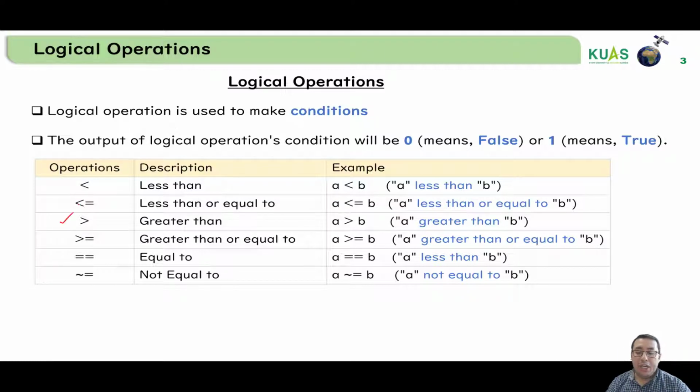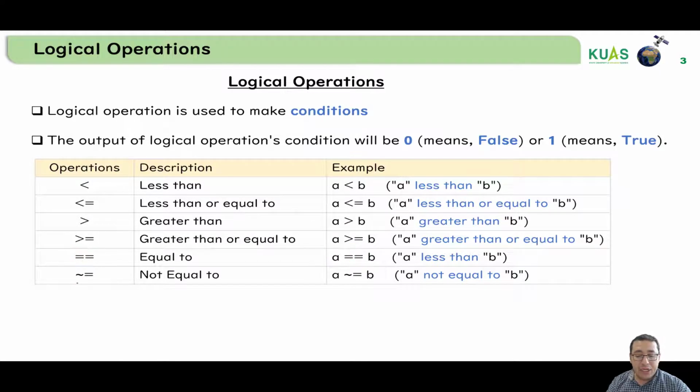The third one is greater than. We can say A greater than B. The fourth one is greater or equal, for example, A is greater or equal B. And the next condition is equal to. To use equal to, we should use two equal sign symbols. So for example, we can say A is equal to B, and here we use two equal signs.